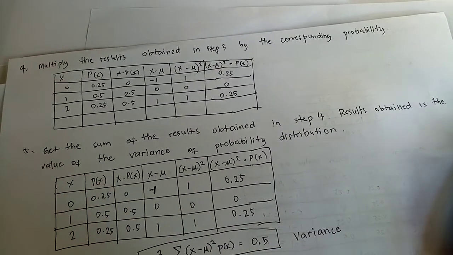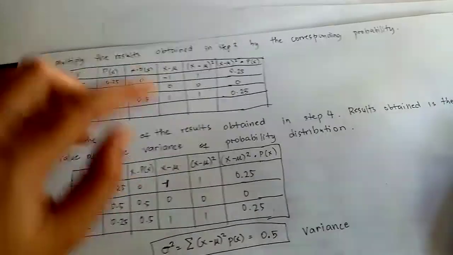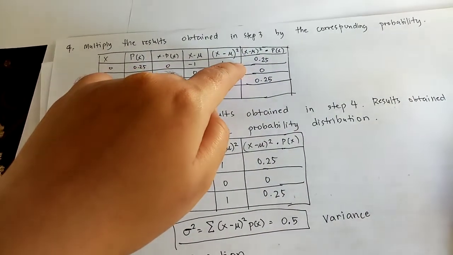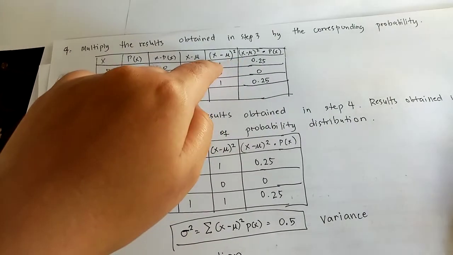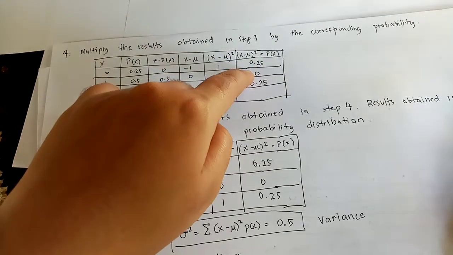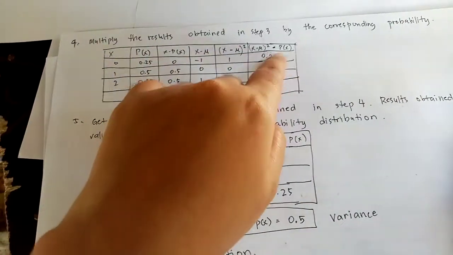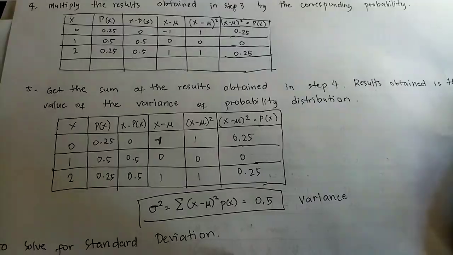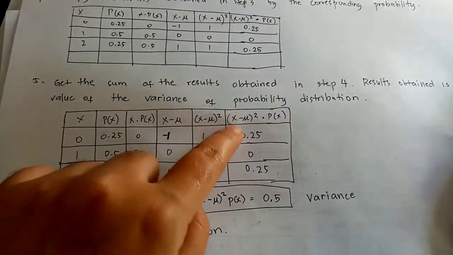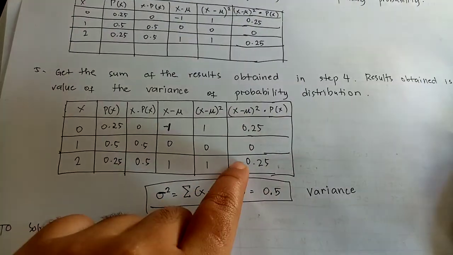So, ano ba yung na-obtain ninyo sa step 4? Ito po yung minultiply natin yung square ng mean and random variable times the probability of random variable. Ito po yun. So, yan na po. Step 5, get the sum. So, ito na yung naging result sa step 4. I-add nyo lang po ito.